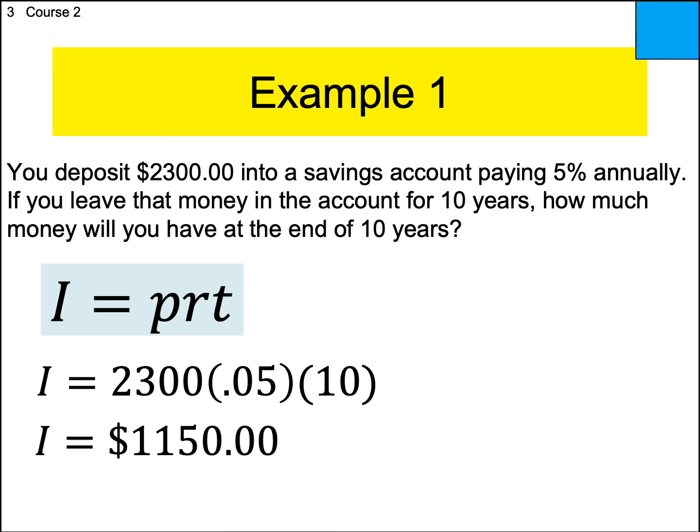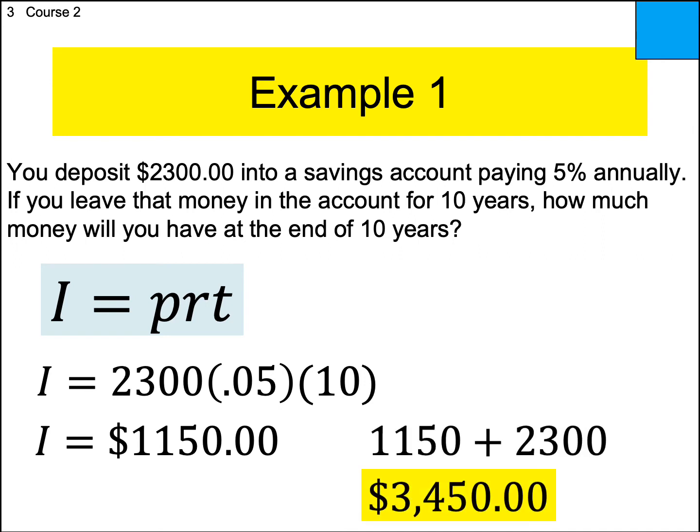Oh, we get an extra $1,150. So at the end of 10 years, we take the interest, which is $1,150. The bank's going to pay us $1,150 plus the money we started with. They're going to pay us $3,450. So if you leave this money and you get that interest rate, that's what you walk away with. Well, certainly that's a lot of money, right? But the deal is that you won't have access to your money for 10 years.